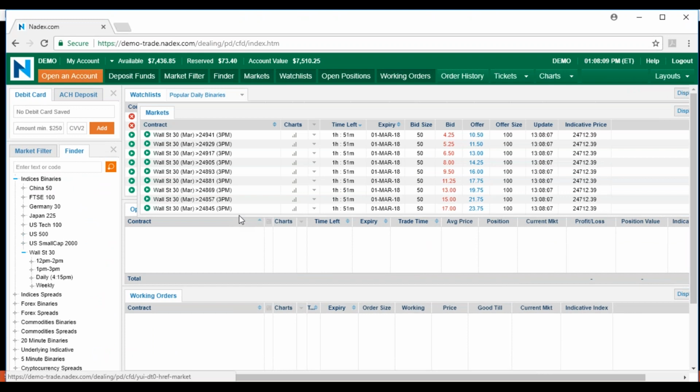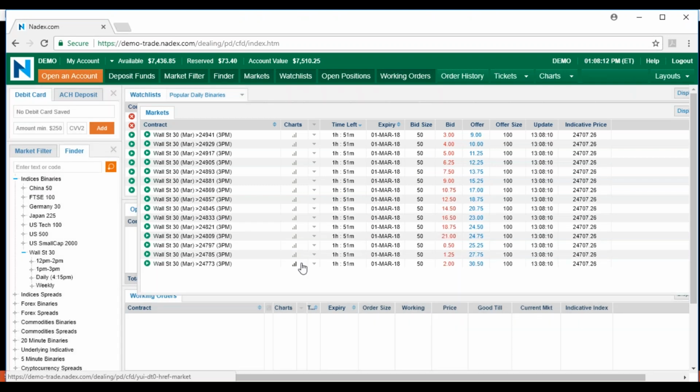Let's take a look at the Wall Street 30, for example. Notice that we've got a lot of different binary contracts here. Each one of these different strike prices is a binary contract. And all a binary contract is, is simply a statement. This particular statement says that the Wall Street 30 will expire greater than 24845 by 3 p.m. That's it. That's all a binary statement is. It's a true or false statement. Either that statement will happen or it will not happen. It's binary. It's 0 or 1, true or false, yes or no.